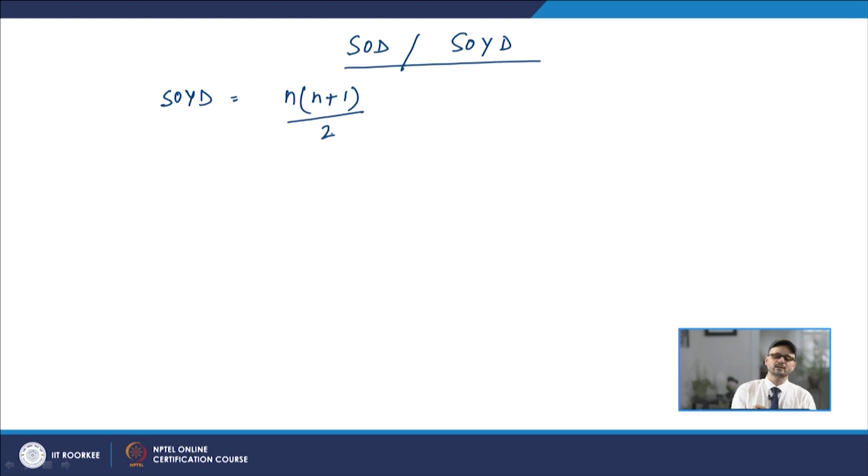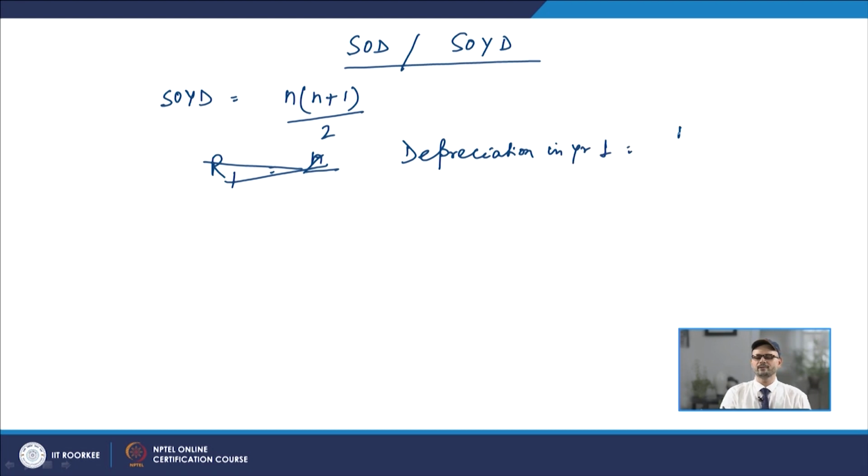In that case the depreciation percentage for the first year, R1, will be n by the sum of years digits. So, you can write the depreciation in year 1 as n by SOYD into C minus S, or P minus F, whatever you take. C is the first cost and S is the salvage value. Based on that you have n by SOYD into C minus S.